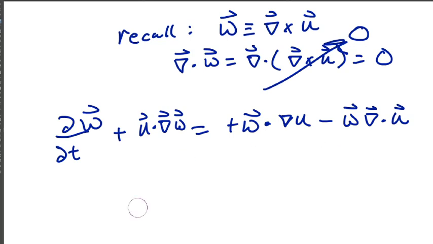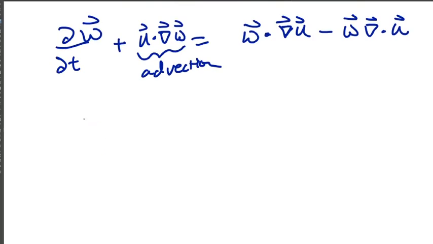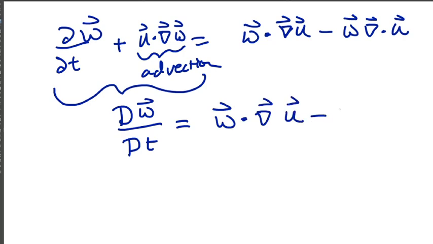Now, I've written it in this form because that first term we can actually recognize as a nonlinear advection term. This is an advection term. And we can combine this with our Eulerian derivative of omega to get a Lagrangian derivative of omega. So all of this is the Lagrangian derivative of omega, d omega dt. And the Lagrangian derivative of omega, this is omega dot grad, omega contracted with the gradients of u, minus omega times the divergence of u.